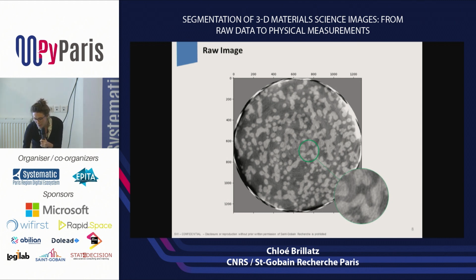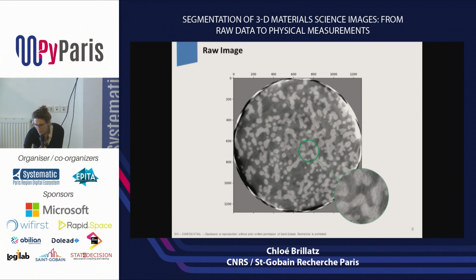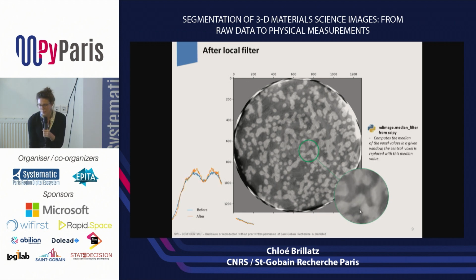I tested different filters, and the median one from SciPy was pretty good at doing the job. So this is before, this is after, before, after. So you can see that I deleted this circle shape noise here, before, after. So what it does is that it computes the median of the voxels in a given window. So we want the window to be smaller than the white shape. And then the value of the central voxel in the window is replaced by the median value.